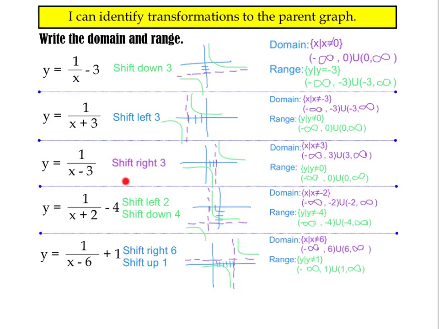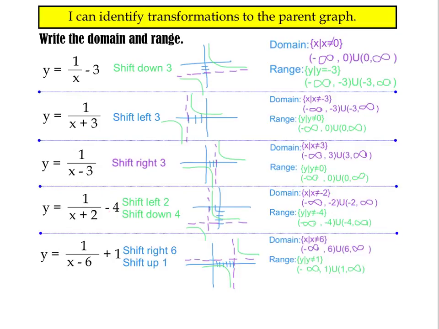So down here, this graph right here is going to shift right 3 because my denominator is x minus 3. So again, the range is not going to change when I'm shifting left or right, just the domain. So the domain values are now all values of x except for 3. And then the range is going to be where y cannot be 0.